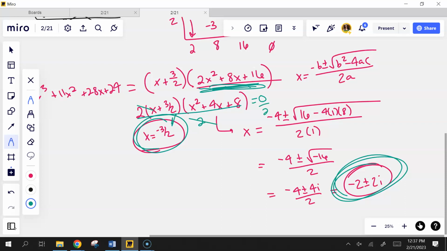And then I set that. And 2 is never going to be 0, right? So it's really not going to impact my answer.